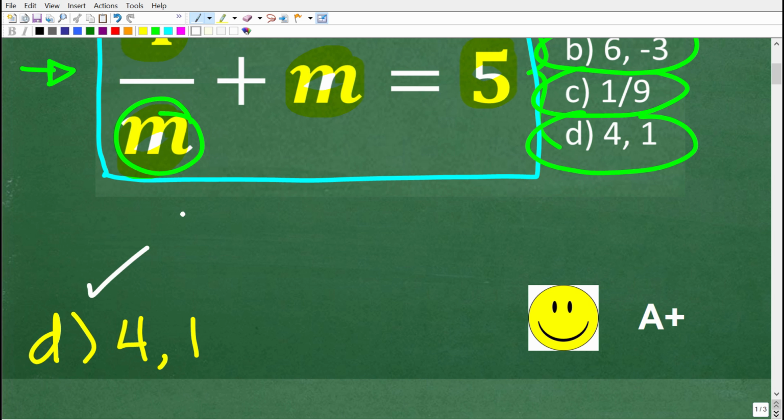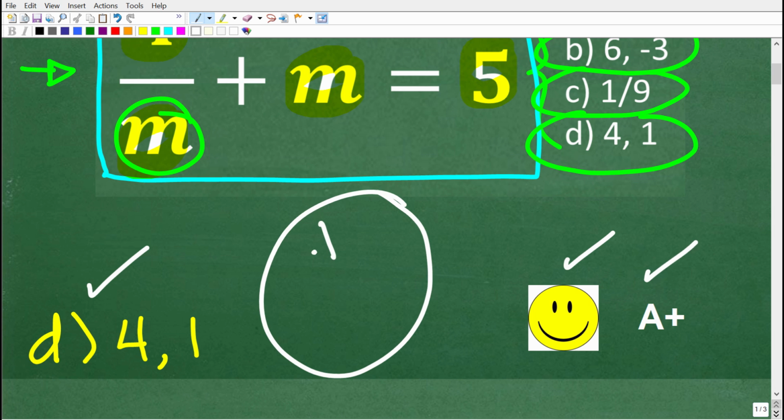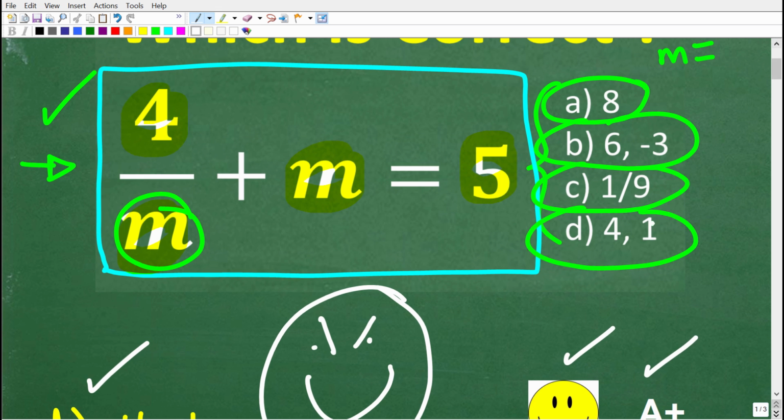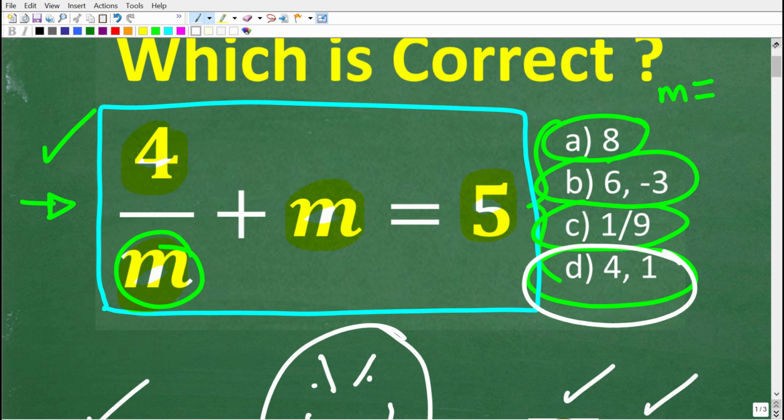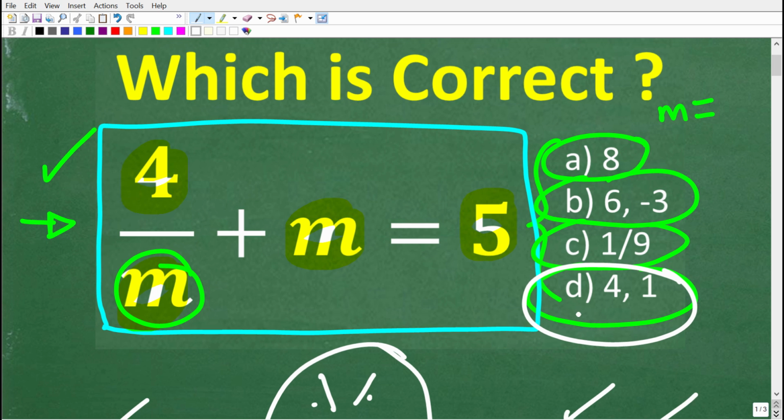Now, if you got this right, well, you definitely get a happy face and an A plus. If you're like, hey, Mr. YouTube Math Man, I don't know how to solve this equation, I just kind of figured out that D must be the right answer. Well, if you picked up on that, that is fantastic because D must be the right solution.